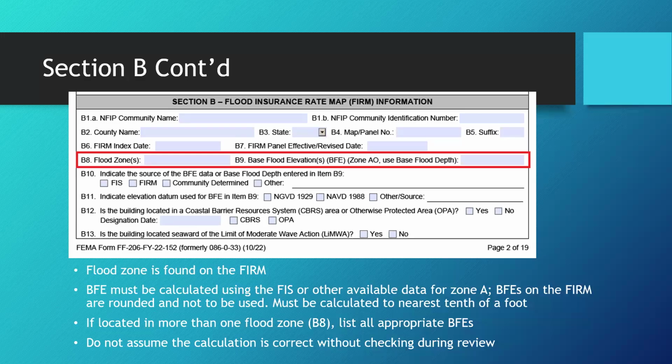As I said, we can assist with that, but your developers, your surveyors, your property owner applicants need to have it calculated. And then per the instructions, if there's more than one flood zone in the area of development for B8, you would need to list those additional base flood elevations. And then, of course, if you're reviewing a permit, you don't want to assume the calculation is correct. You want to go to the map, go to the flood insurance study, and at the very least, make sure that it makes sense and that it is appropriate for that development.